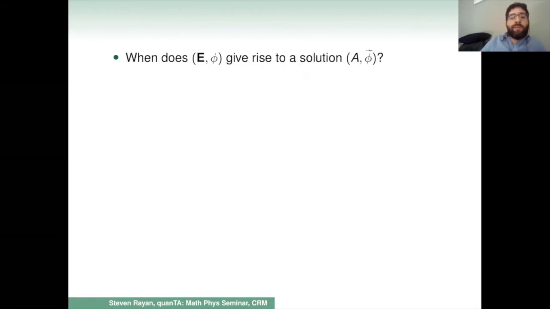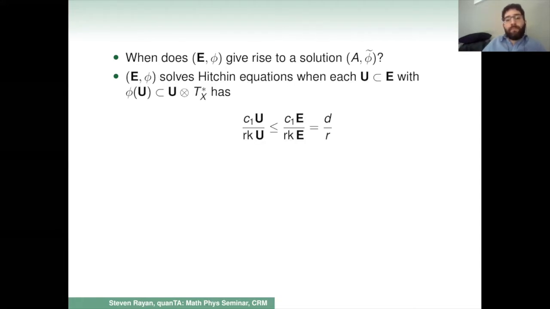Now, the converse question is interesting. When does a Higgs bundle E phi give rise to a solution of the equation? So I want to reconstruct a unitary connection A and a Higgs field phi, and I put a tilde here because this may not be exactly the same Higgs field on the nose. It could be in the same gauge orbit as the original phi. And implicit here, I need to also reconstruct a Hermitian metric on E. That's a very important part of the data. So you could really think of this as a triple, if you like.